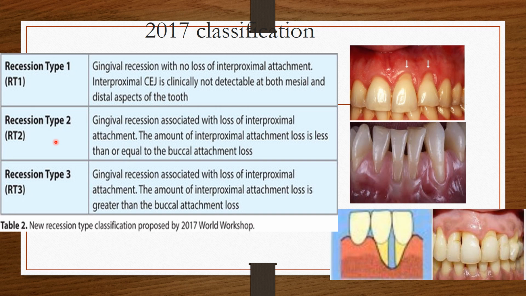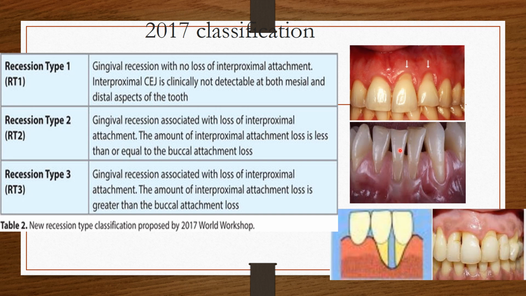Okay, what is recession type 1? That is, they have included the interproximal area. Mainly they have taken the interproximal area. So that is gingival recession with no loss of interproximal attachment. So the interproximal CEJ is clinically not detectable at both mesial and distal aspects. You can see that at both distal and mesial aspects, it is not detectable. That is, interproximal CEJ is not detectable. So that is RT type 1.